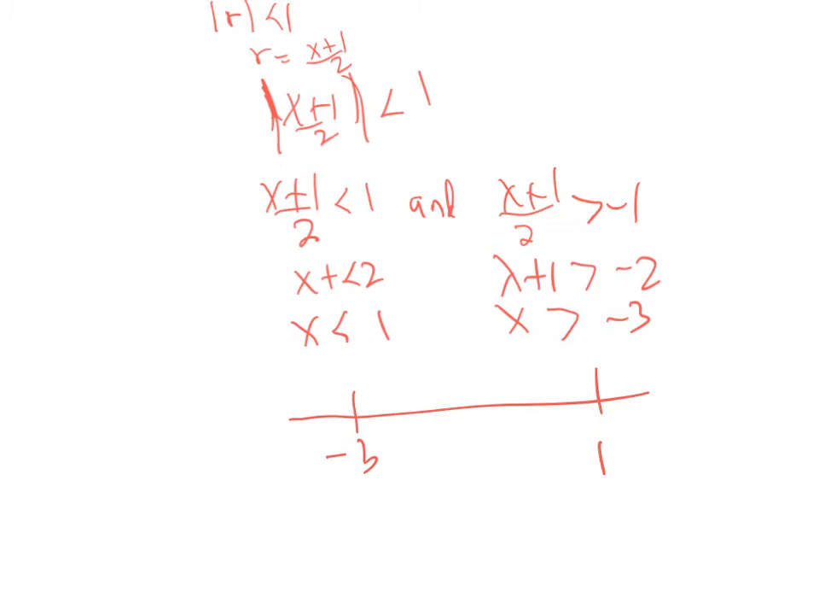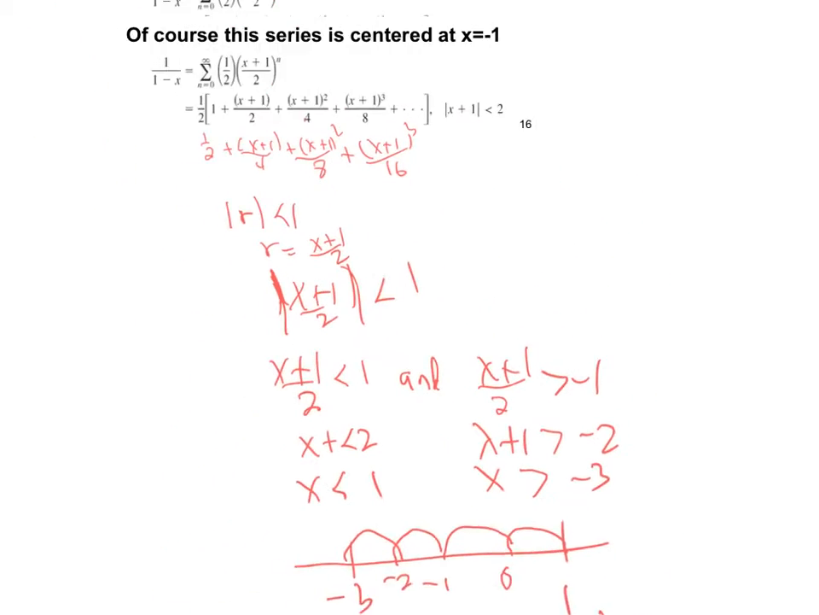And so that's a distance of 1, 0, negative 1, negative 2, negative 3. That interval is negative 3 to 1. Your radius is 2. Did I miss anything?